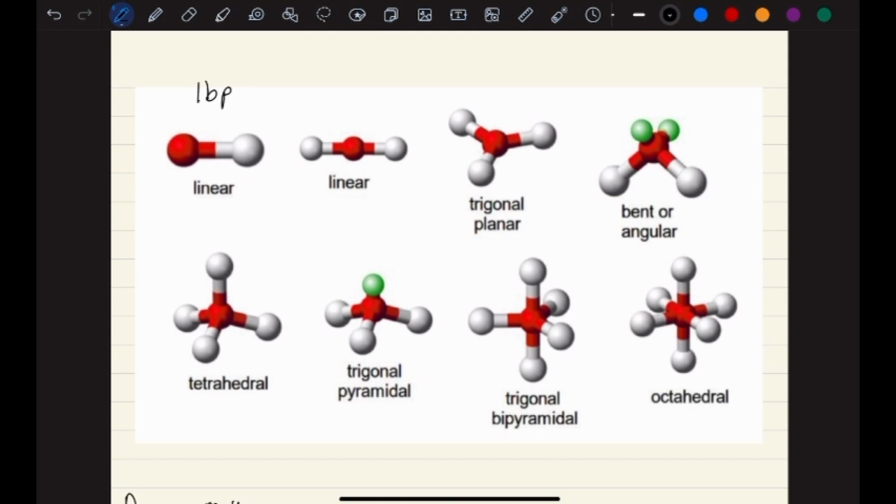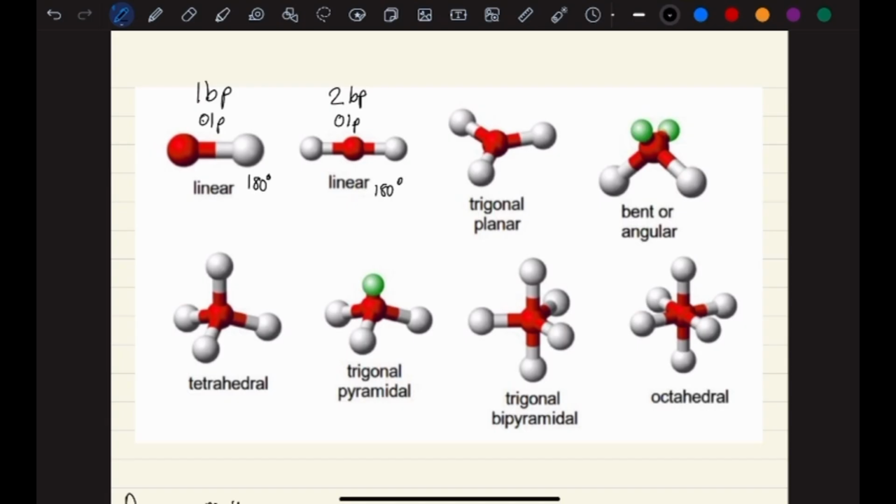What's also linear is 2 bonding pairs, 0 lone pairs. Those are both called linear. Bond angle here, as you can see, is 180 degrees. Next we need to talk about is trigonal planar.